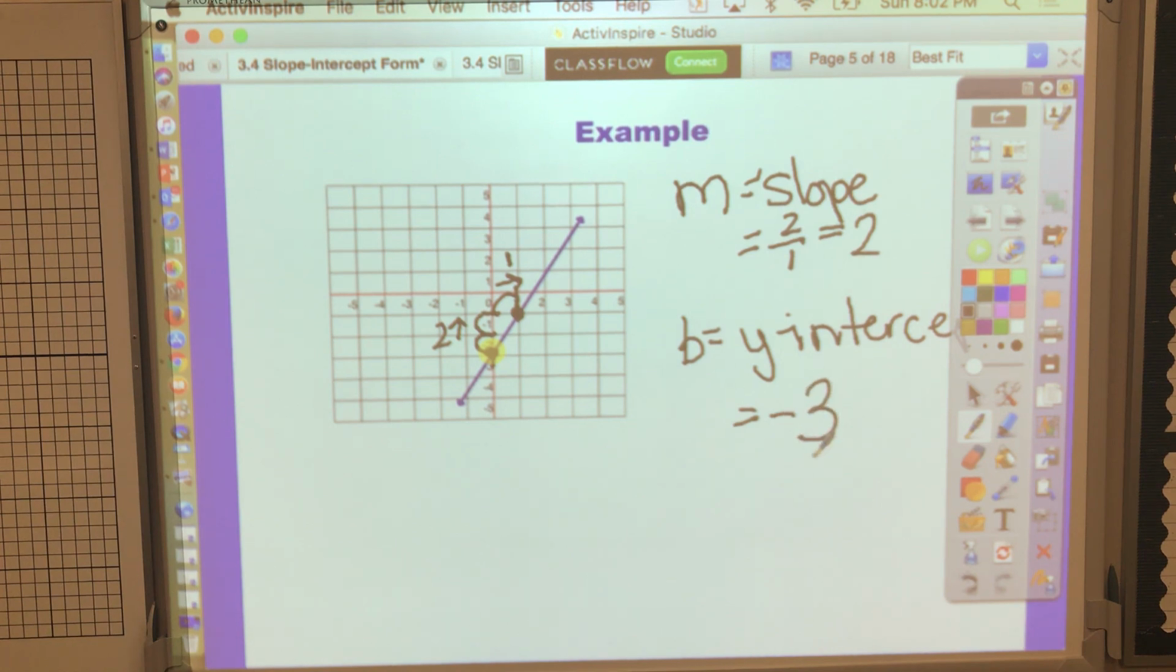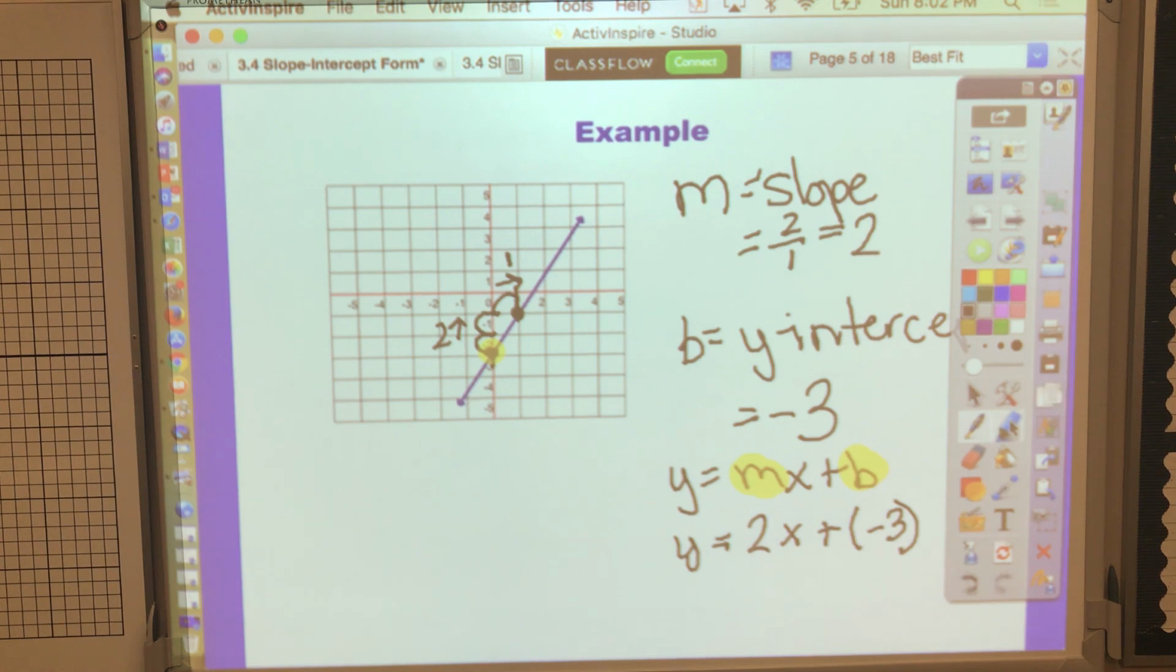So since I have that, I'm ready to just substitute into that equation. Remember that equation is y equals mx plus b. We need to fill in for m, and we need to fill in for b. y and x stay the same. So we have y equals m, which we found to be 2, x stays, plus b, which we found to be -3. Okay, and I put that in parentheses again to show it's negative.